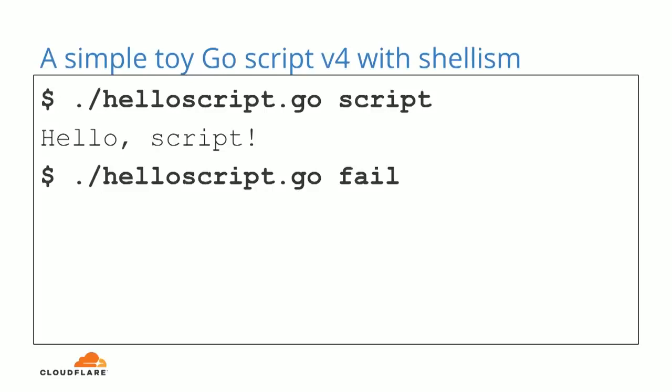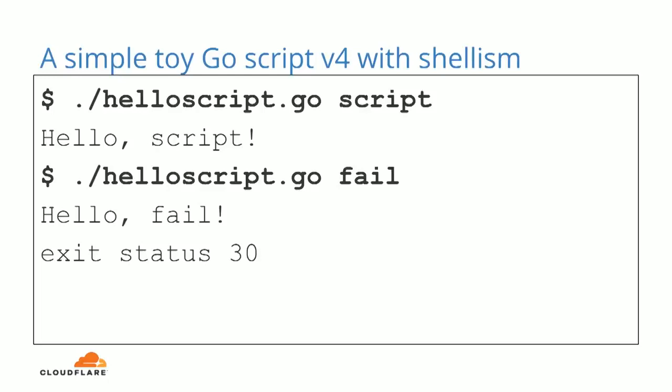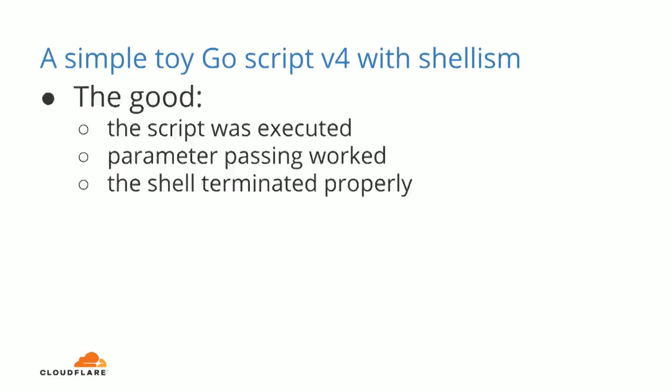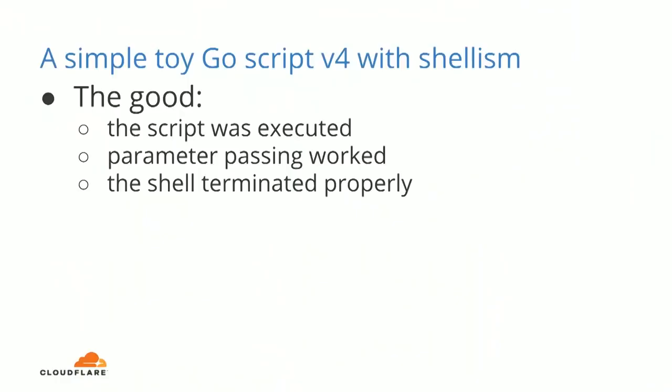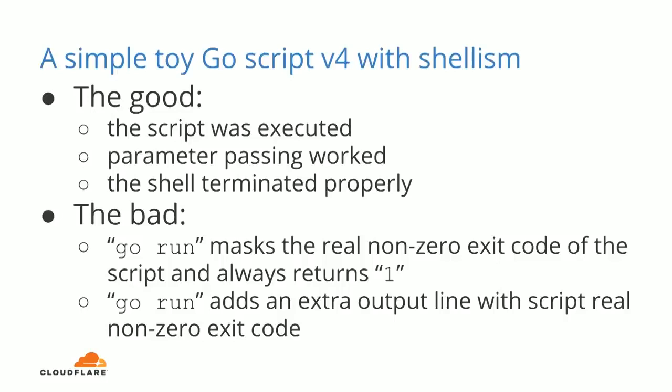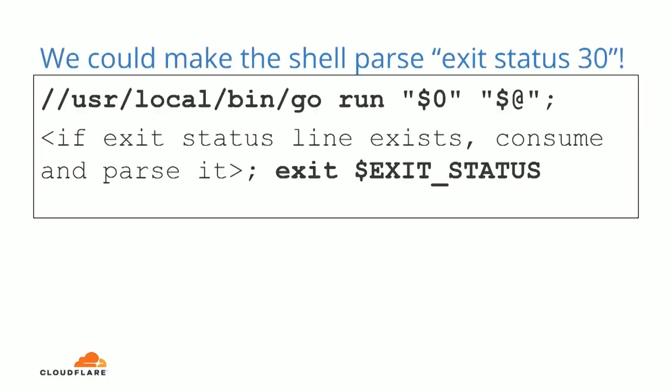So we tell the script to fail, and you will see the expected output, but you also see some weird line appended with an exit status 30. And when you check the real exit status, you will see it's 1. So what happened here is the script was executed, the parameter passing worked, and the shell terminated properly early. The bad thing is that the go run tool, for some reason, masks the real non-zero exit status of your script and always returns 1. And it also appends your real exit status as an output to your line.